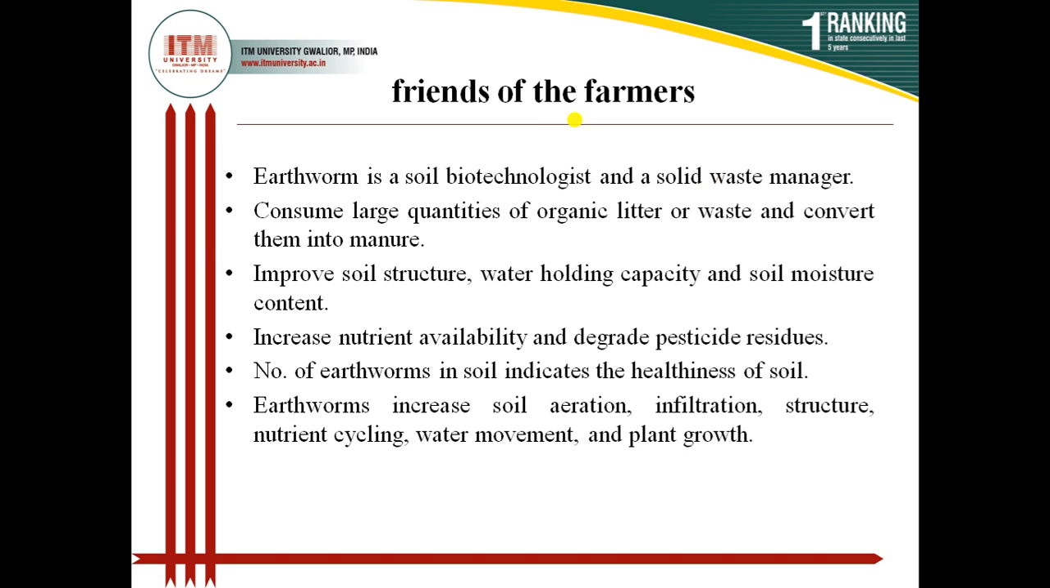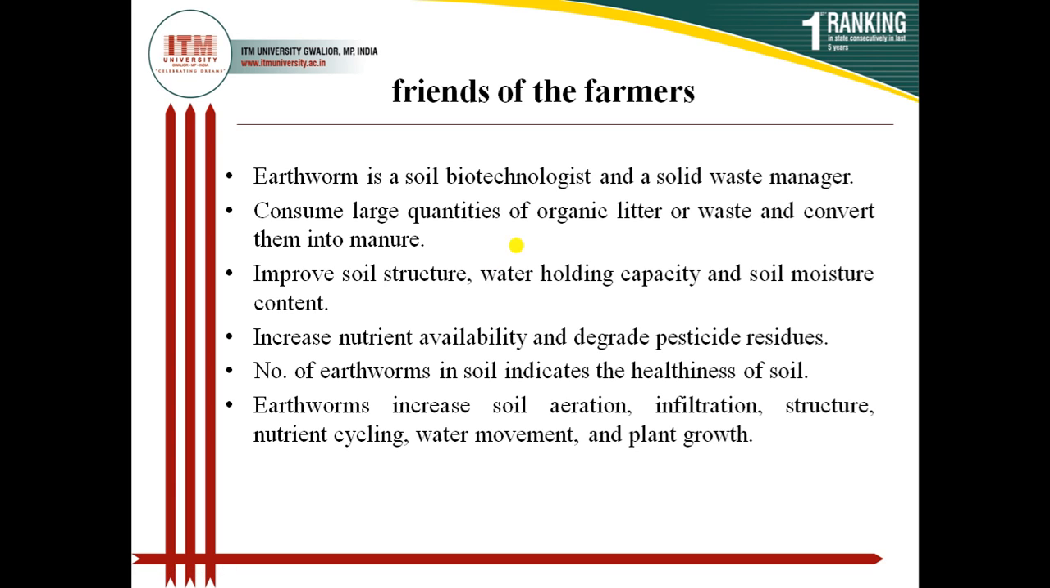Earthworms consume large quantities of organic litter or waste and convert them into manure. This is the reason, because farmers need manure. Manure is required to make the soil nutrient rich so that a successful crop can be grown. This earthworm converts the organic litter into manure, even large quantities of it. So this is the reason that this earthworm is regarded as the farmer's friend.